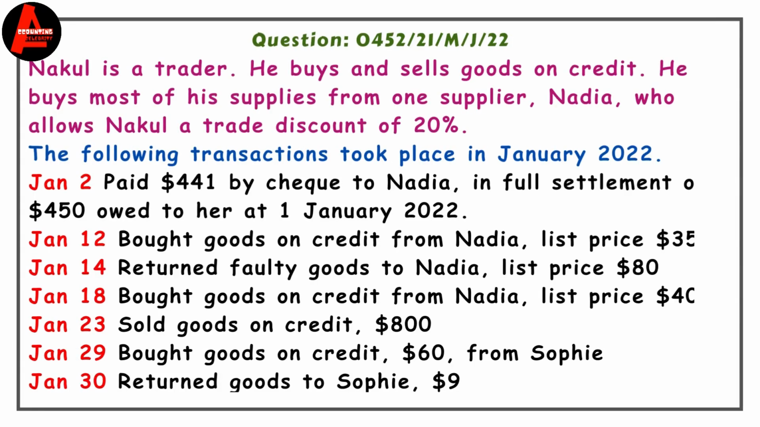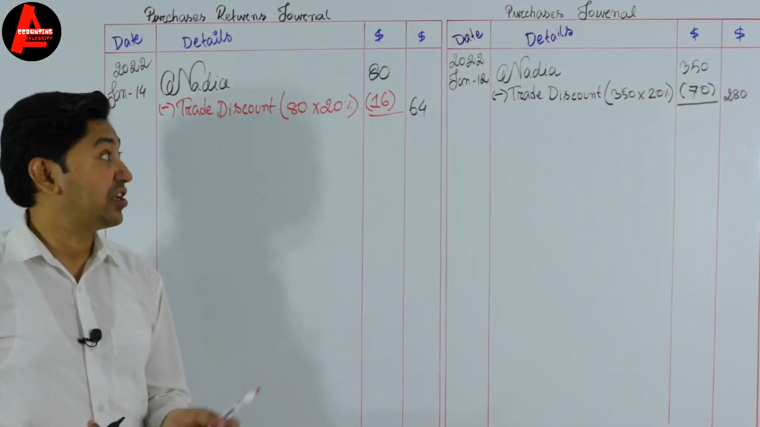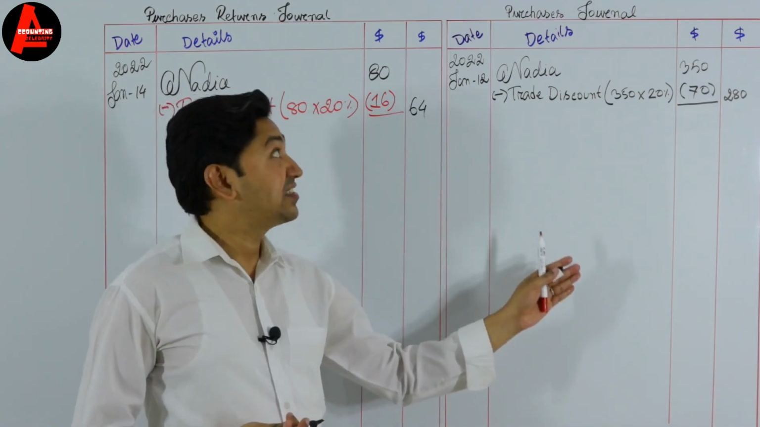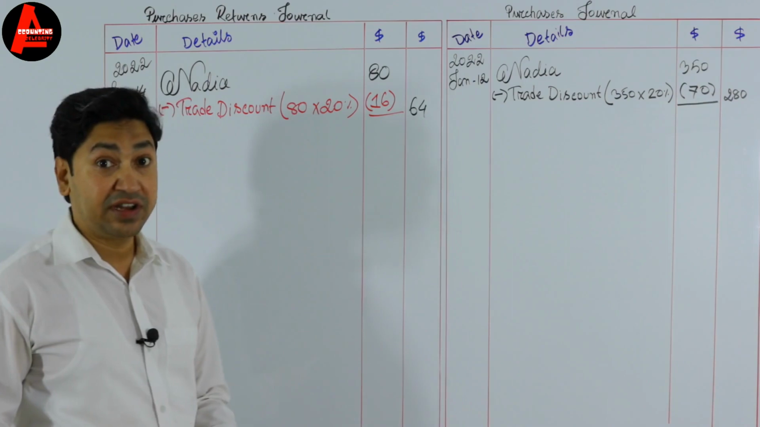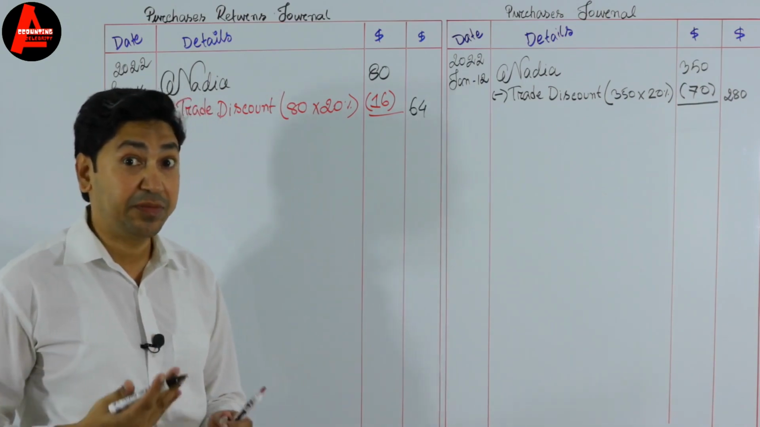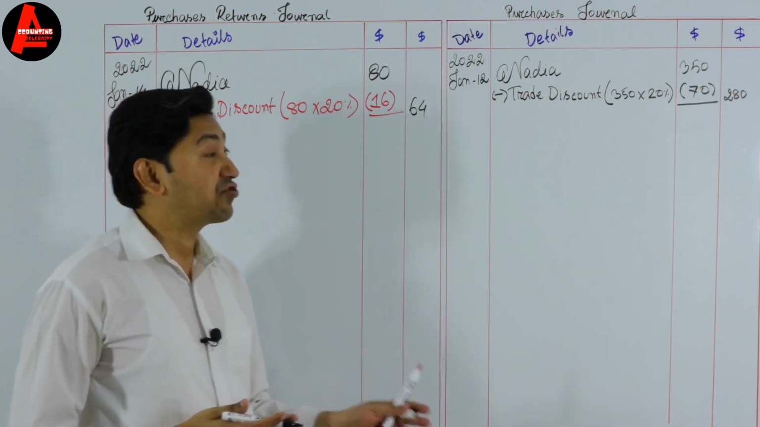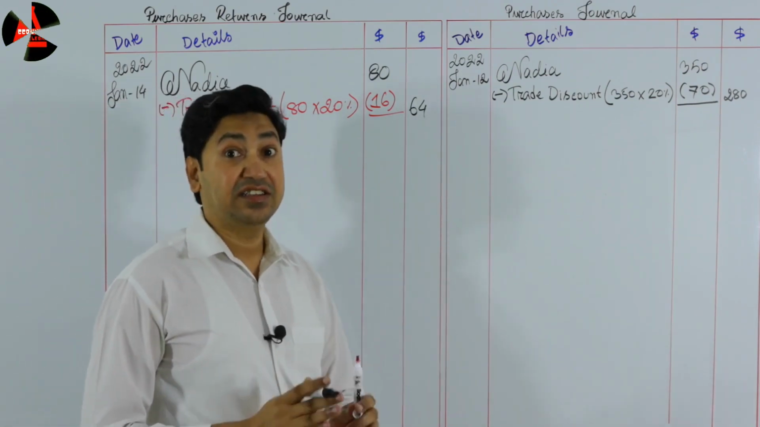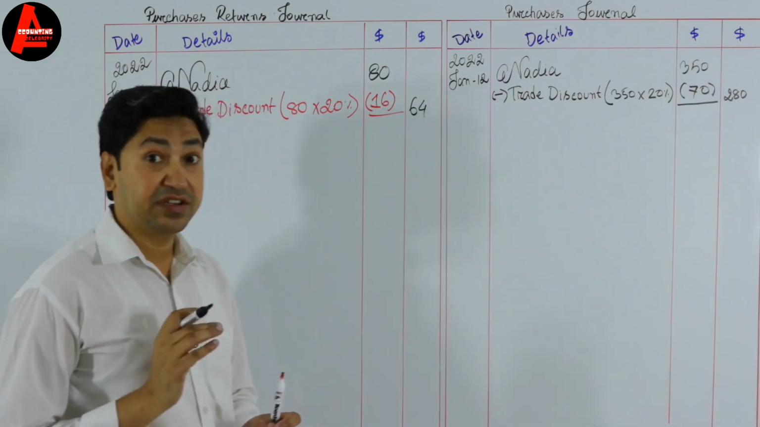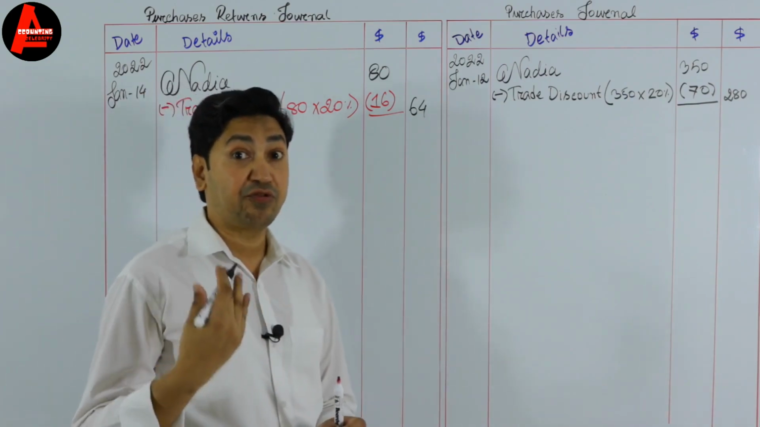Okay, so what do you have next? We have here January 18, bought goods on credit from Nadia, list price is $400. Now tell me where to include this transaction, here or here? Yes, it will be here, purchase journal, because it is a purchase related transaction. Many students make mistake. You write purchase transactions here and purchase return transactions here. These are incorrect. Okay, so try to understand perfectly so you can answer this type of questions in your exam or test properly.